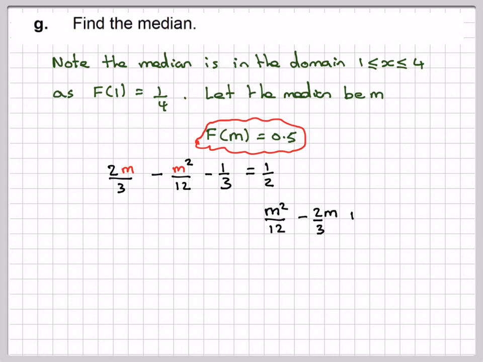This is a quadratic, so it's going to be m squared over 12 minus 2m over 3 plus 5/6 is equal to 0. Multiplying through by 12, we get a nice easy quadratic: m squared minus 8m plus 10 is equal to 0. And I'm going to go to my GDC to work this out, or use the quadratic formula.